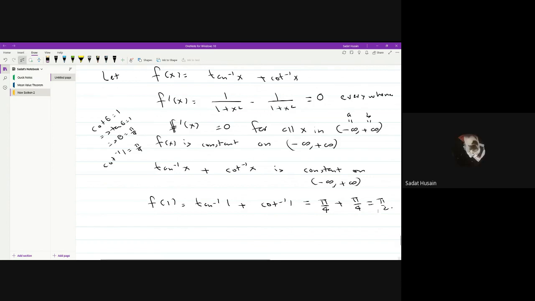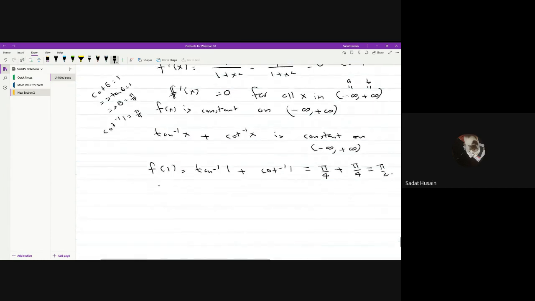Now why did I take 1? If I take -1, would it have made a difference? No, it wouldn't, because it's always the same. So tan inverse -1 plus cot inverse -1, right? The individual values are going to be different, for example, tan inverse -1 could be -π/4.